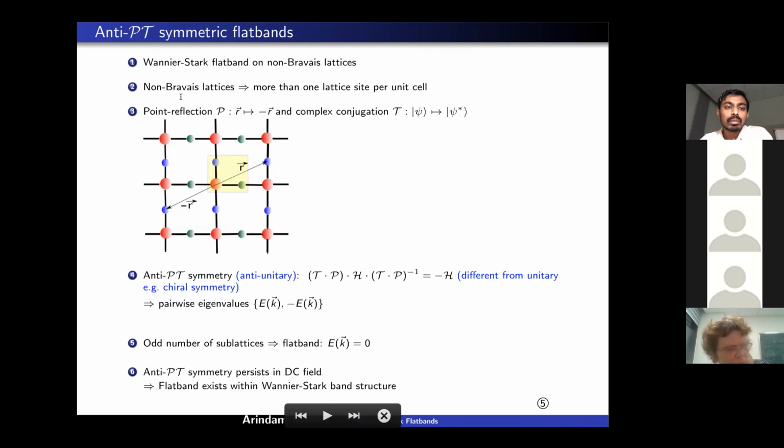Non-Bravais lattices are defined by having more than one lattice site per unit cell. The answer is given by considering a certain kind of symmetry. We consider jointly two symmetries: one is point reflection, and the other is the complex conjugation operation. If we consider this symmetry, we define this as the antiparity-time (PT) symmetry.